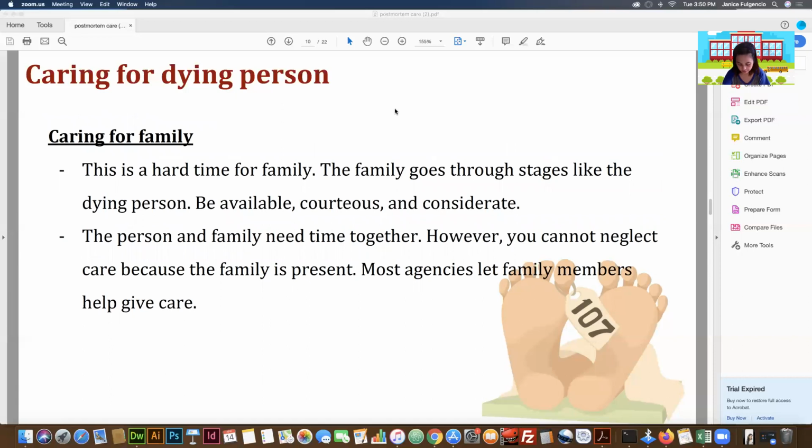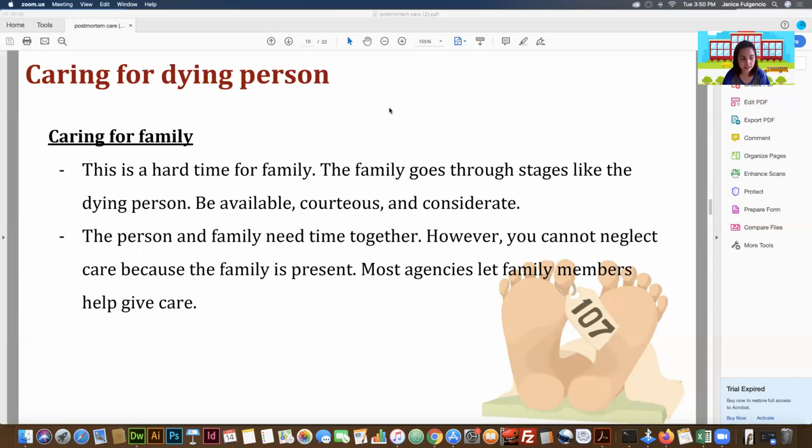Then caring for the family. Of course, family is the first line of support for this patient. We need to take care of them also, especially during those times where they need emotional support. The family goes through stages like the dying person.